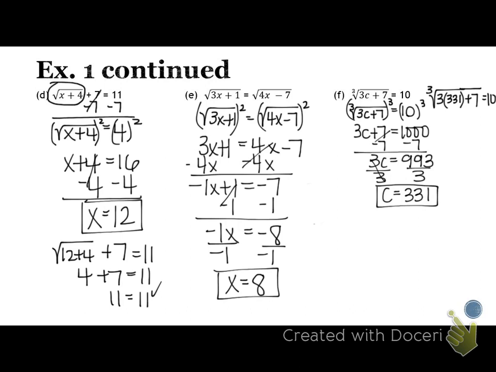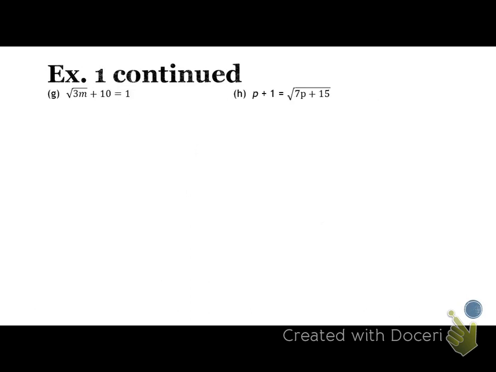And be very careful underneath, because when you're doing the cubed root, it's 3 times 331, so I would put that in parentheses, close the parentheses, and then add the 7. Otherwise, it's going to give you some weird answer. So what is the cubed root of 3 times 331 plus 7? 10. Does 10 equal 10? Yep. Then we're good, and we can move on. All right, so we move on to letter G.